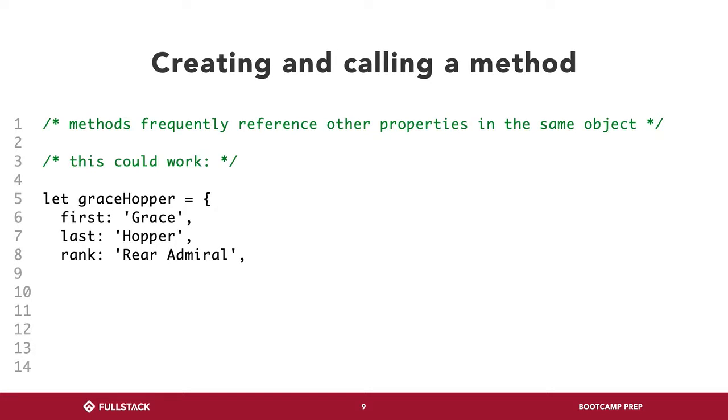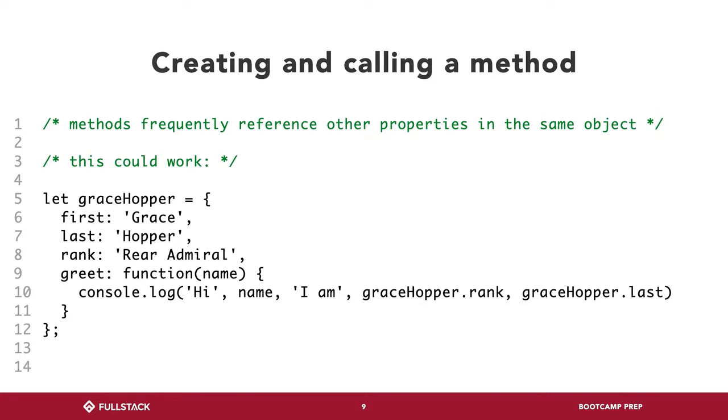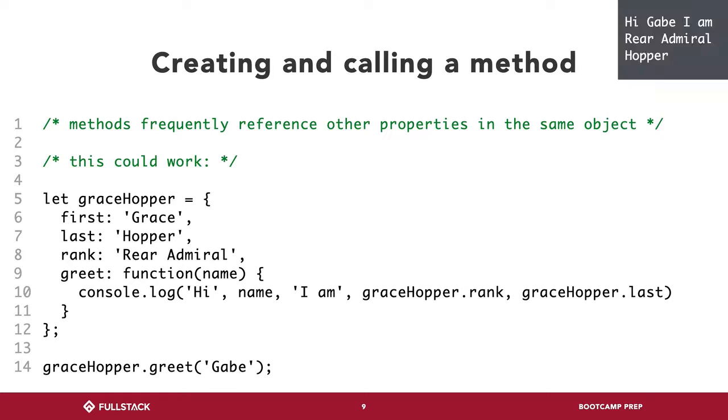So methods frequently reference other properties in the same object. So this could work this way too. You can do this too: GraceHopper.rank, GraceHopper.last, and it'll give you the same thing. Instead of that string before, we're going to console log hi, then name, then IM. Hi and IM are strings. Name is also a string. It's being passed in. Then we're going to say the Grace Hopper object dot rank, Grace Hopper dot last. And it'll give you the same thing.